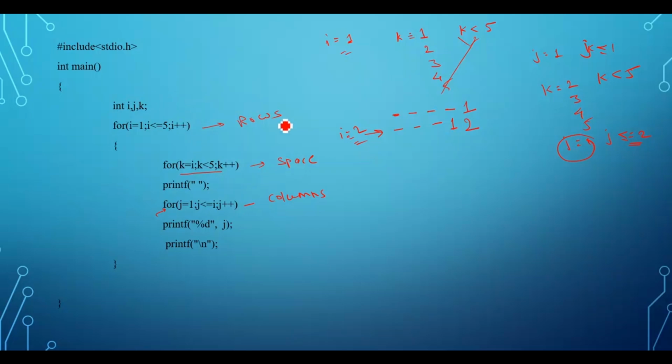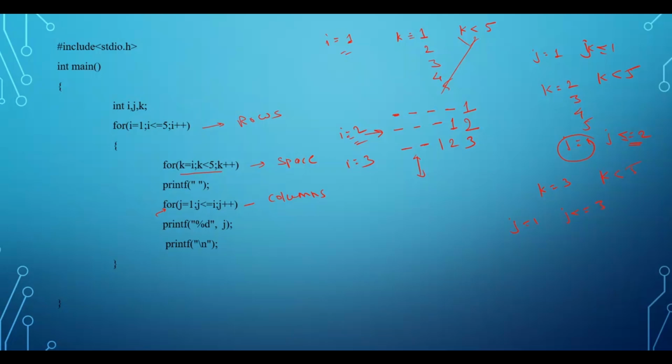Then again the i value will be incremented by 1, so it will become 3. Now my space loop condition will become k is equal to 3 to k less than 5. That means 3, 4. It is going to leave only 2 spaces, and then it will go to the j loop and go from 1 to j less than or equal to 3. So 1, 2, 3. For 3 iterations it will print the value of j. So the program will continue, and finally you will get the required output. So this is the simple logic behind this.